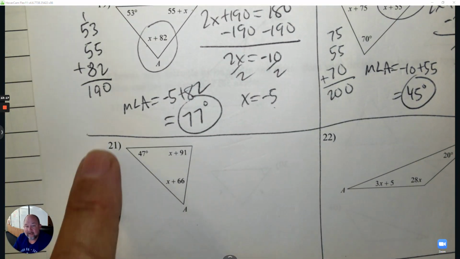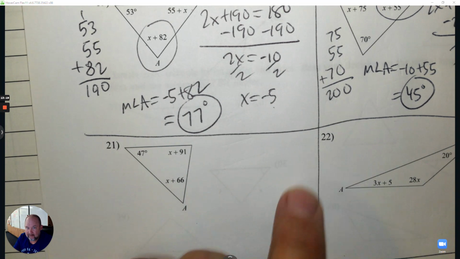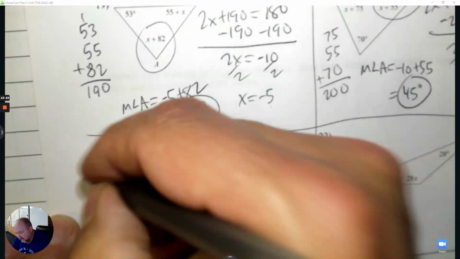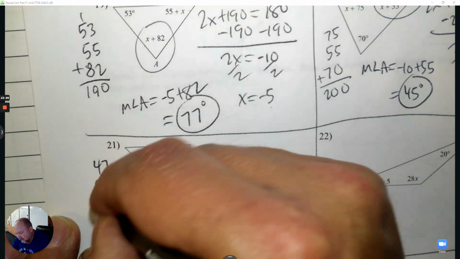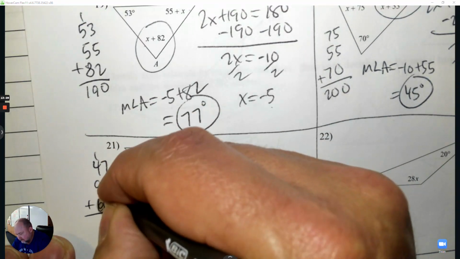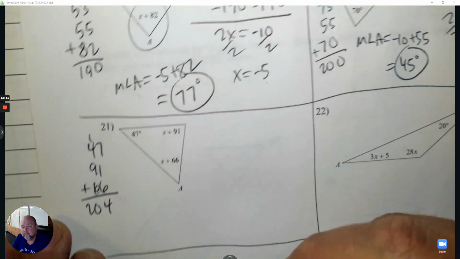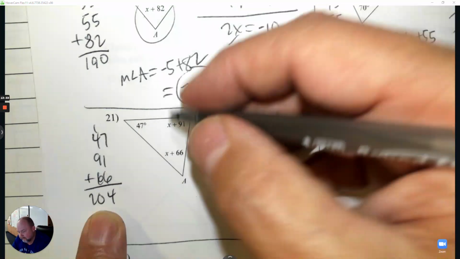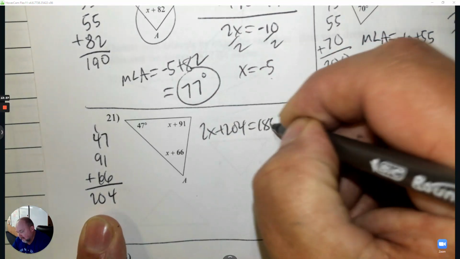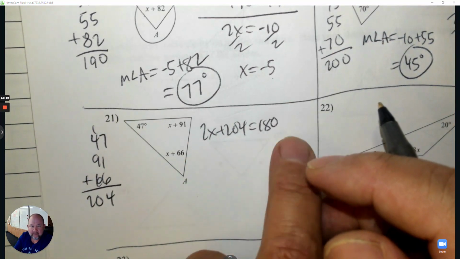21. Can you add these up equal to 180 and solve it? You try it first. So I'm going to add up 47, 91, and 66. I'm going to add it up. I get 204. And again, I have two x's. So 2x plus 204, that's going to equal 180 because all the angles add up to 180.